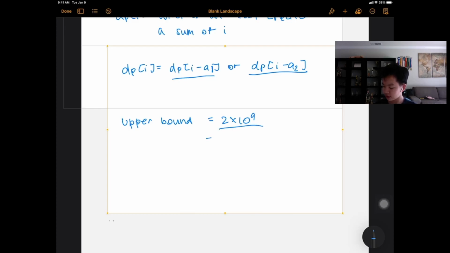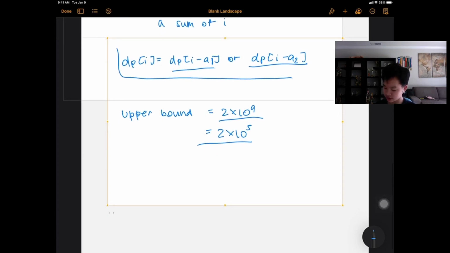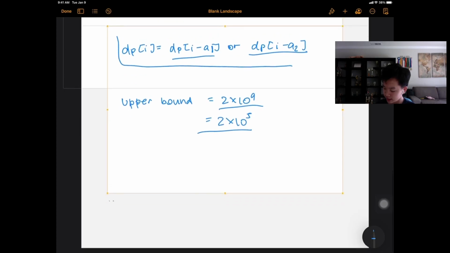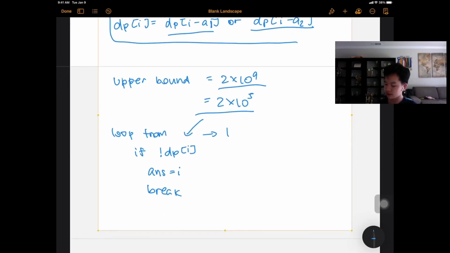But let's just say that maybe our upper bound is going to be something like this. Okay, so let's just say we're assuming this. So now we can apply this DP transition, and then to find our answer, we just loop from this thing to 1. So if we cannot create, so if not dp of i, then our answer is equal to i, and we can just break. So that's only if our upper bound is pretty small.